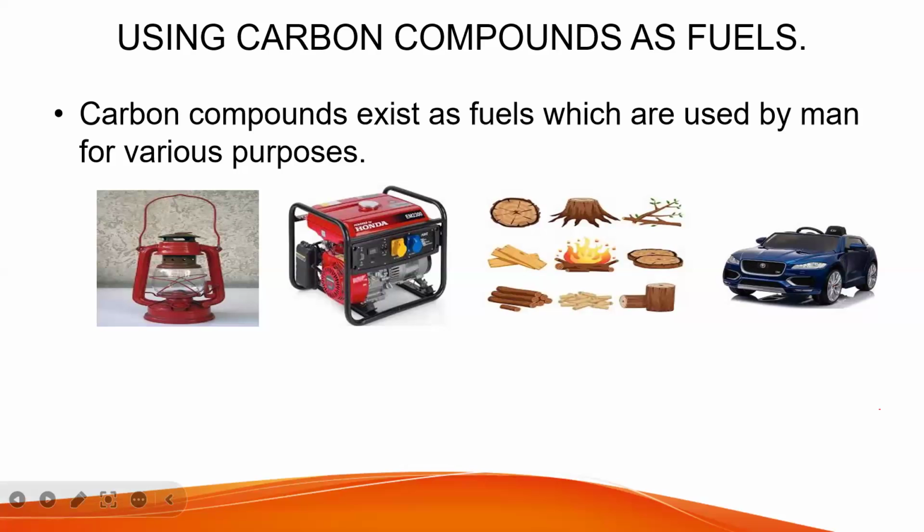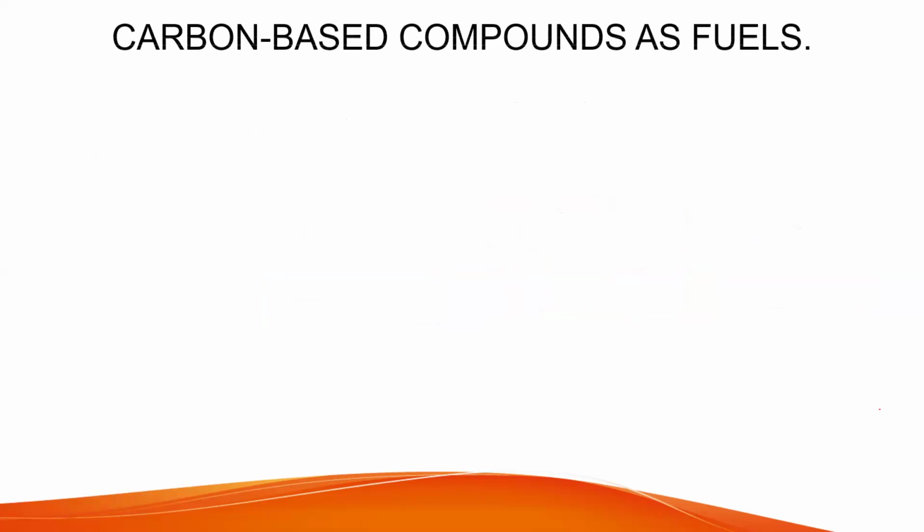And then, of course, when we look at the generator, it may be a diesel generator, it may be a petrol generator, depending on what kind of fuel it is. And then, of course, we have wood, which is also made up of carbon. And then we have the car, which uses different carbon components, which may be diesel or petrol, depending on which. And they all have various purposes that they serve, depending on what you're going to use them for. So those are some of the carbon-based fuels. And then we have the carbon-based compounds as fuels.